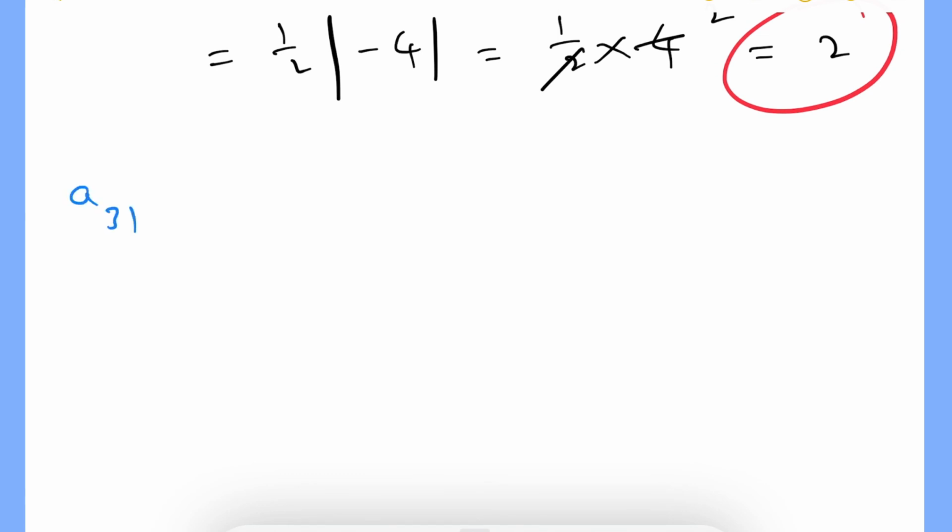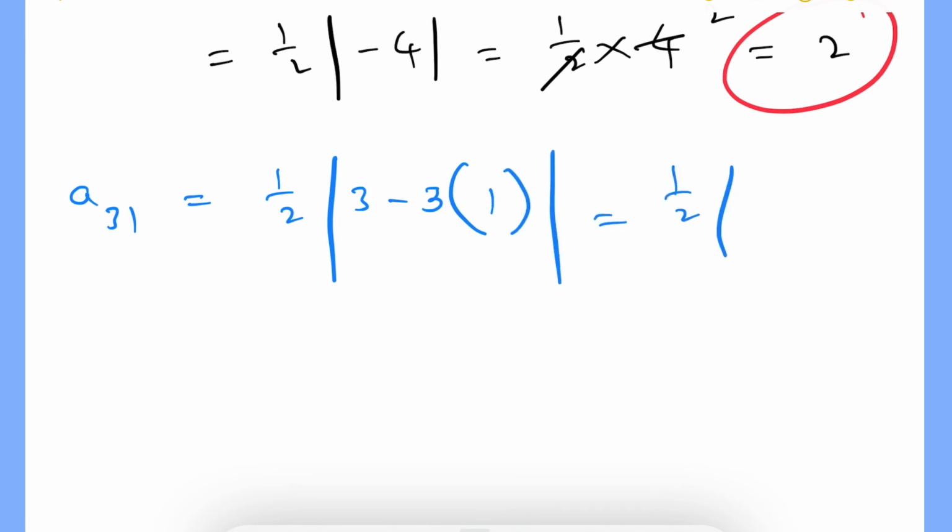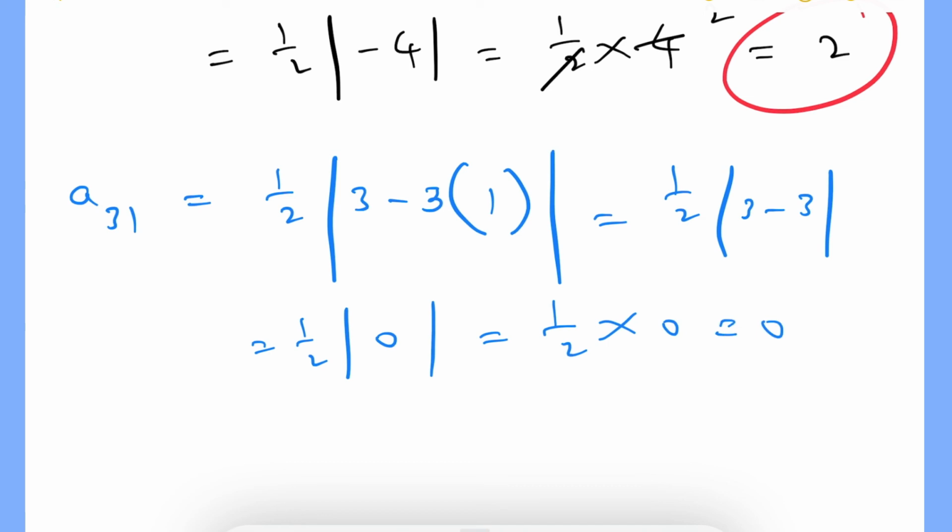Third row, first column. Half modulus of i minus 3j. i is 3, minus 3 into j, which is 1, equals half modulus of 3 minus 3 ones are 3, equals half modulus of 3 minus 3, which is 0. So half into 0 is nothing but 0.